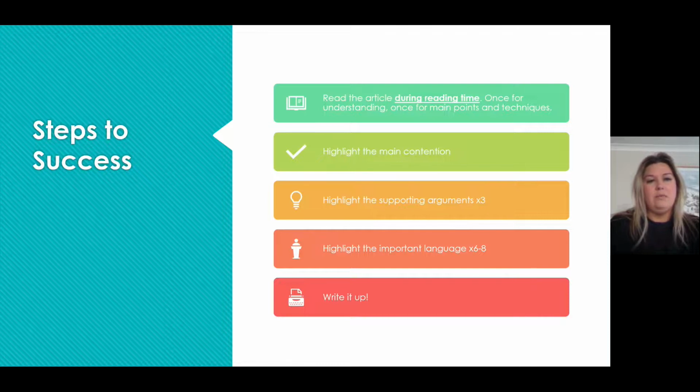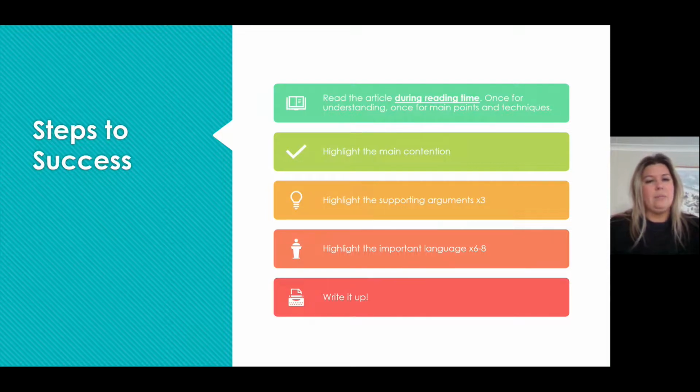I strongly suggest that you read the article during reading time, once for understanding, but then again for the main points and for the language strategies. You should begin your exam by writing Section C. You will not have time to go back and reread the article again during writing time. This would be a poor strategy for time management.